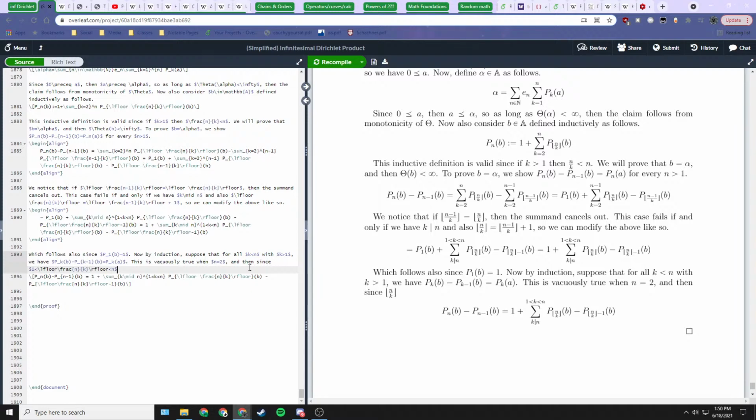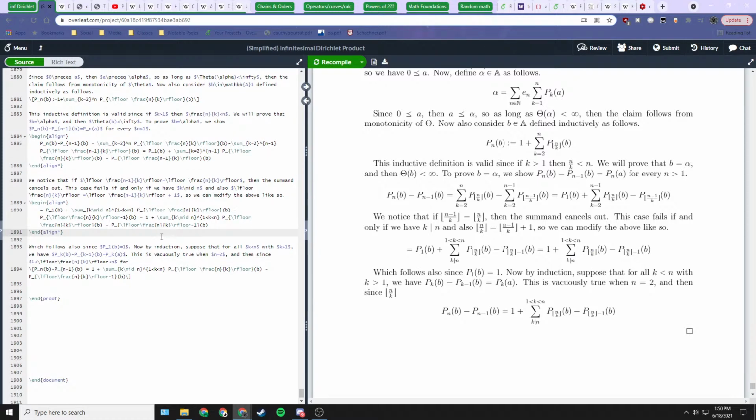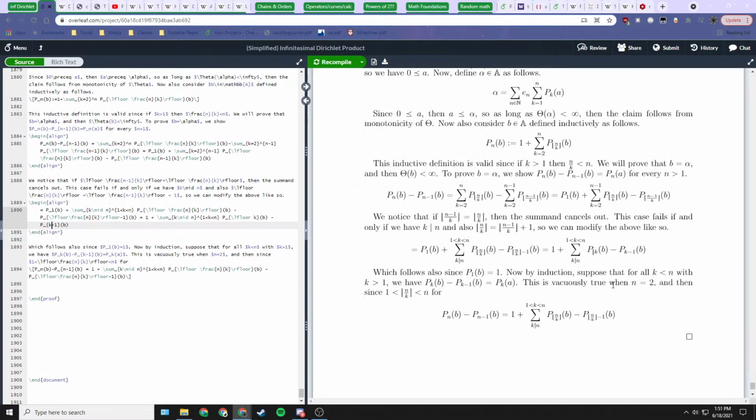Oh yeah, we could actually change this a little bit, instead of doing floor n minus k, or n over k. Let's actually just do, instead of floor n over k, since k is a divisor of n, we can just reverse the order of the summation to just do k, and then k minus 1. I think that's fine.